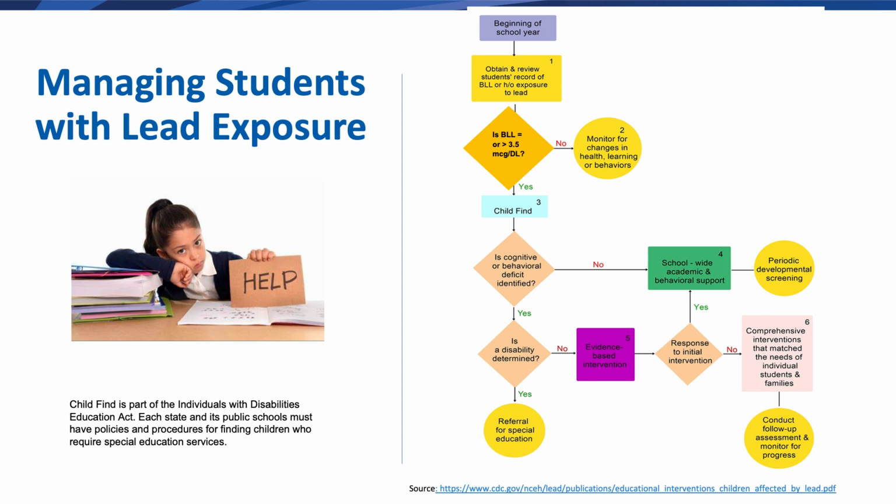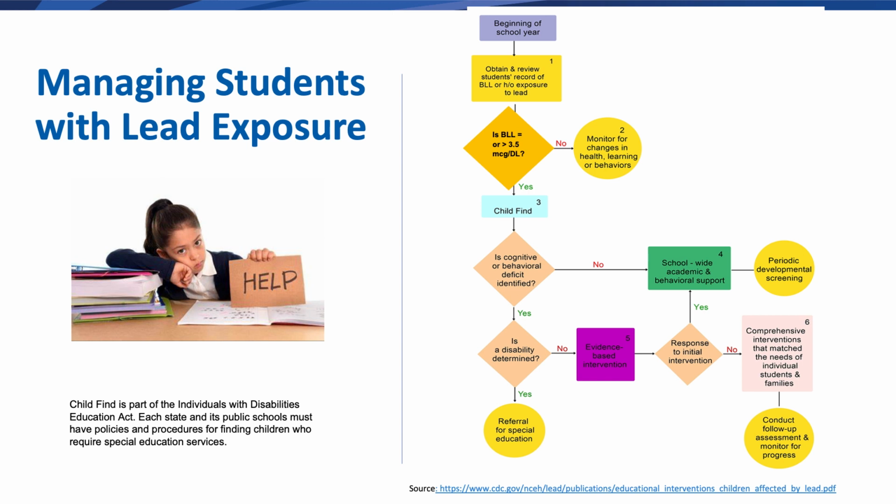Make sure the schools in your jurisdictions are following through on policies for identifying children with special needs. If a child's blood lead level is greater than 3.5 micrograms per deciliter, refer the child to ChildFind. The ChildFind program will test for cognitive or behavioral deficits, and if there are no behavioral deficits, then school-wide academic and behavioral supports should be in place to support academic progress.